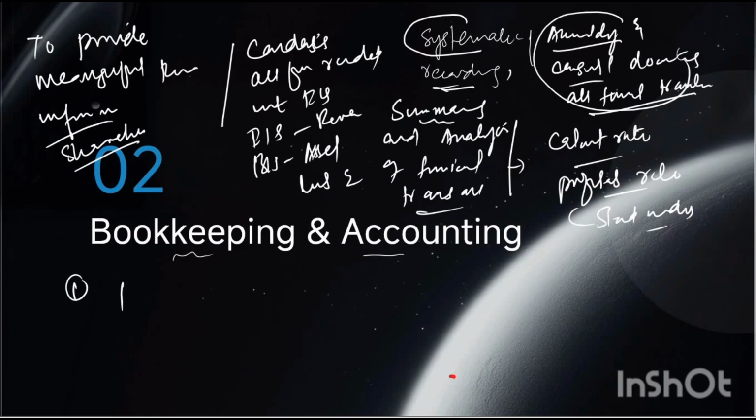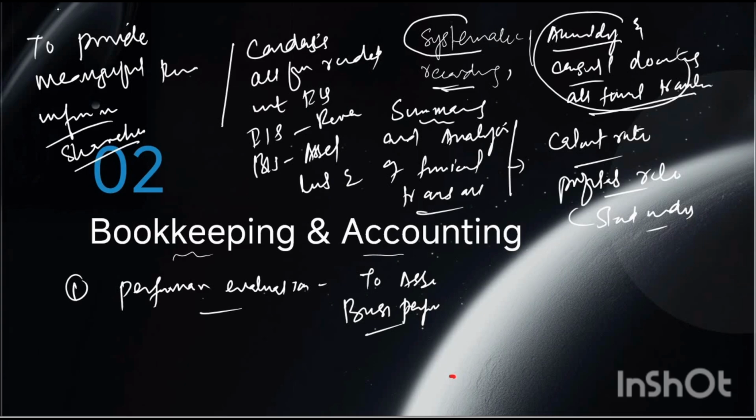The first purpose we have here is performance evaluation. By performance evaluation, we mean that when you have this data, you will be able to assess the business performance. And how will you assess the performance? Definitely by doing ratio analysis. Let's say you calculate the profitability ratio, and that ratio will tell you how the business is operating.